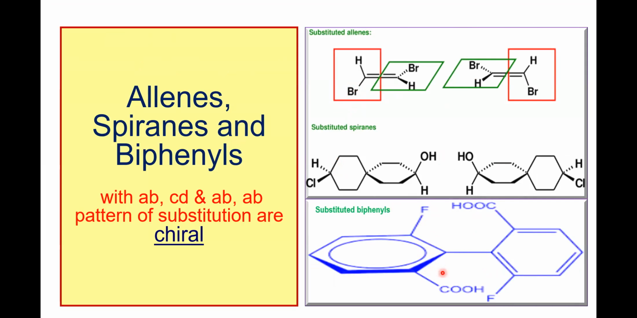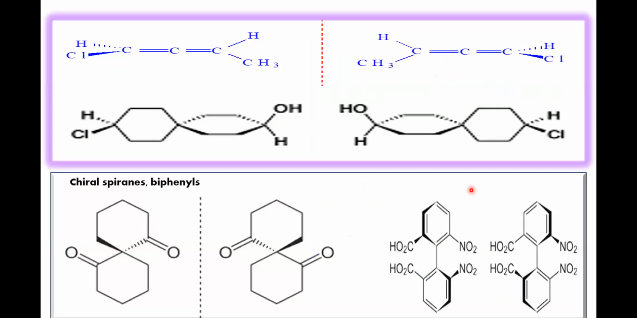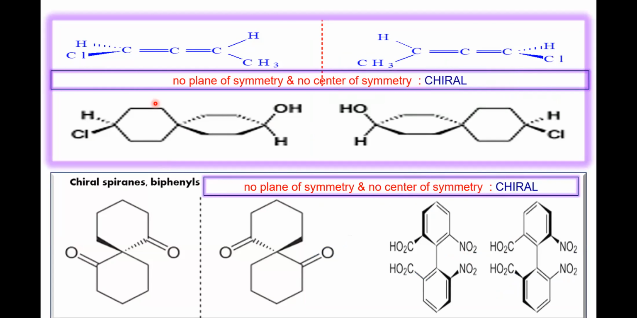But when you introduce some bulky groups in the ortho and ortho prime positions, the free rotation is restricted and the two rings become mutually perpendicular to each other. So therefore, with suitable substituents, they will be chiral. Such a type of isomerism is called atropisomerism. These are some more examples.